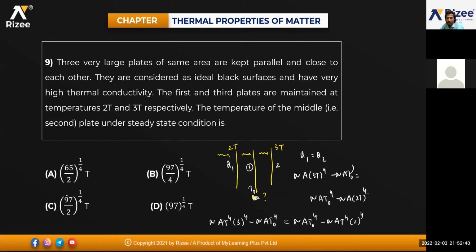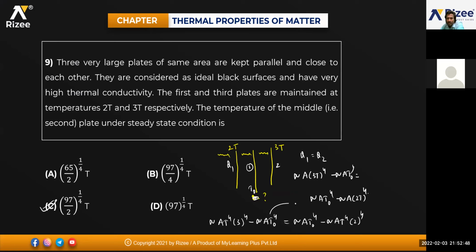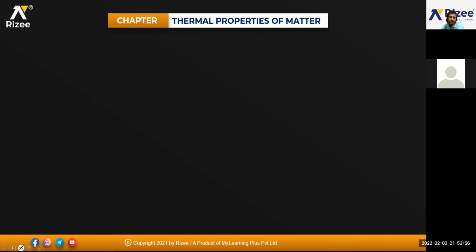(97 by 2 to the power of 1 by 4). Correct. This will be the answer. Not having the space in the second page. Yeah. You can do the calculation. I hope you can do it right now. All the T terms you can take on one side and this one you take on this side and try to simplify. That's it. Okay. Third option will be the answer for this.